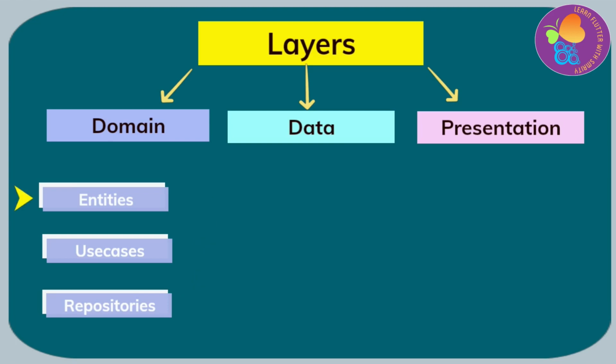Entities include business objects of the application, for example, location, user with their data members. Use cases combine data from one or multiple repositories. The use case is a class where we have application-specific business rules. Repositories include abstract classes that define the expected functionality of outer layers.